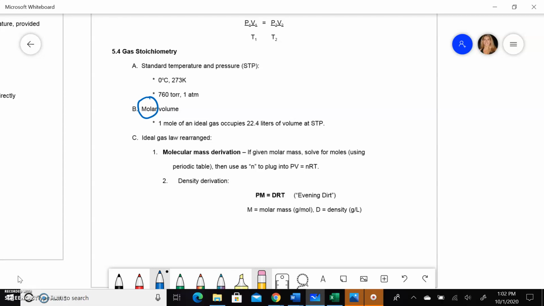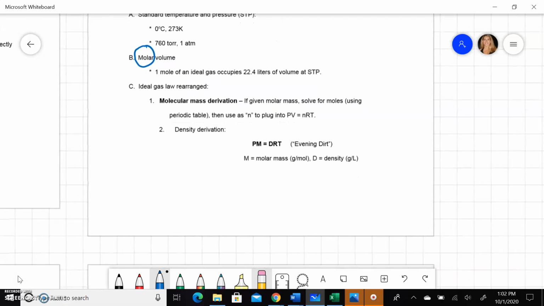The next two equations are just some derivations, which means rearranging the variables of the PV equals nRT equation. This one in particular is a little bit tough to rearrange. I know some of you are probably really good at algebra and calculus, but this one is kind of tough to rearrange. So I just memorized this one instead. It's not given to you on the reference packet, but if you just remember the phrase "evening dirt", so evening is like PM, like morning is AM, PM would be evening, and then DRT. So it's not a hard one to remember.